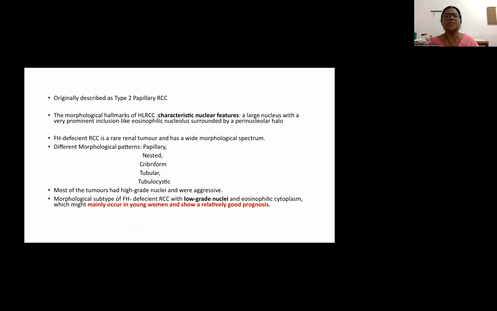But after the description in 2016, many papers have come up which describe that this tumor can also have other morphologies, like the tubular and tubulocystic pattern that we got to see in our case. One encouraging piece of news is that any tumor which shows a tubulocystic pattern and the low-grade nuclear morphology that we saw in our case occurs mainly in young women, as in our case, and shows a relatively good prognosis in comparison to those tumors which show an aggressive morphology.